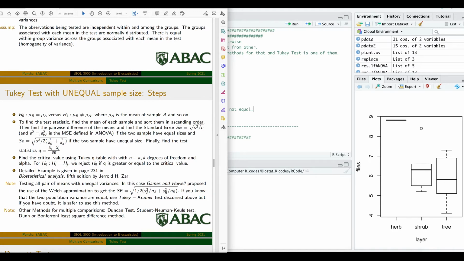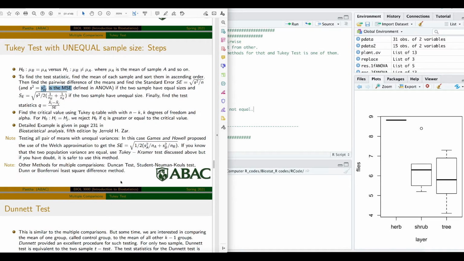Testing all pairs of means with unequal variances. If the variances are not equal, then we use SE equals to that value: SE square A over NA plus SE square B over NB, where SE square A is given by this formula. SE square A is the MSE of A and MSE of B. That's what you use in that case. So if you know that the two population variances are equal, use the Tukey-Kramer test discussed above. But if you have a doubt, then it is safer to use this method.